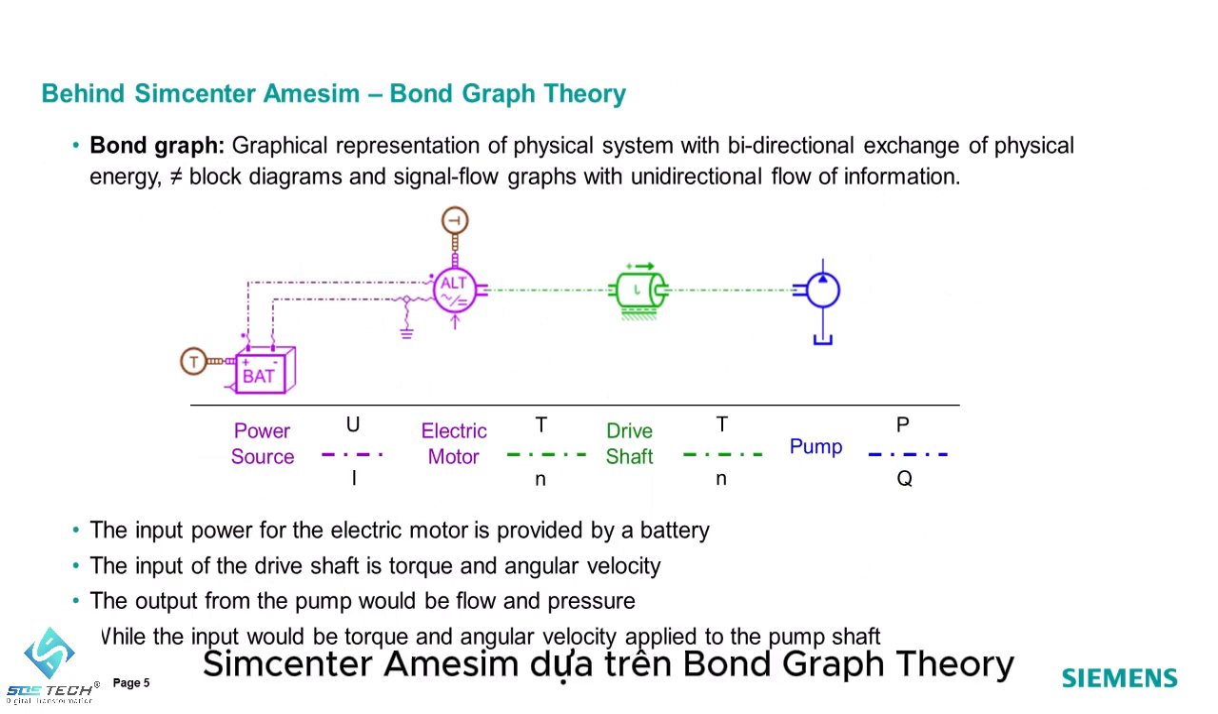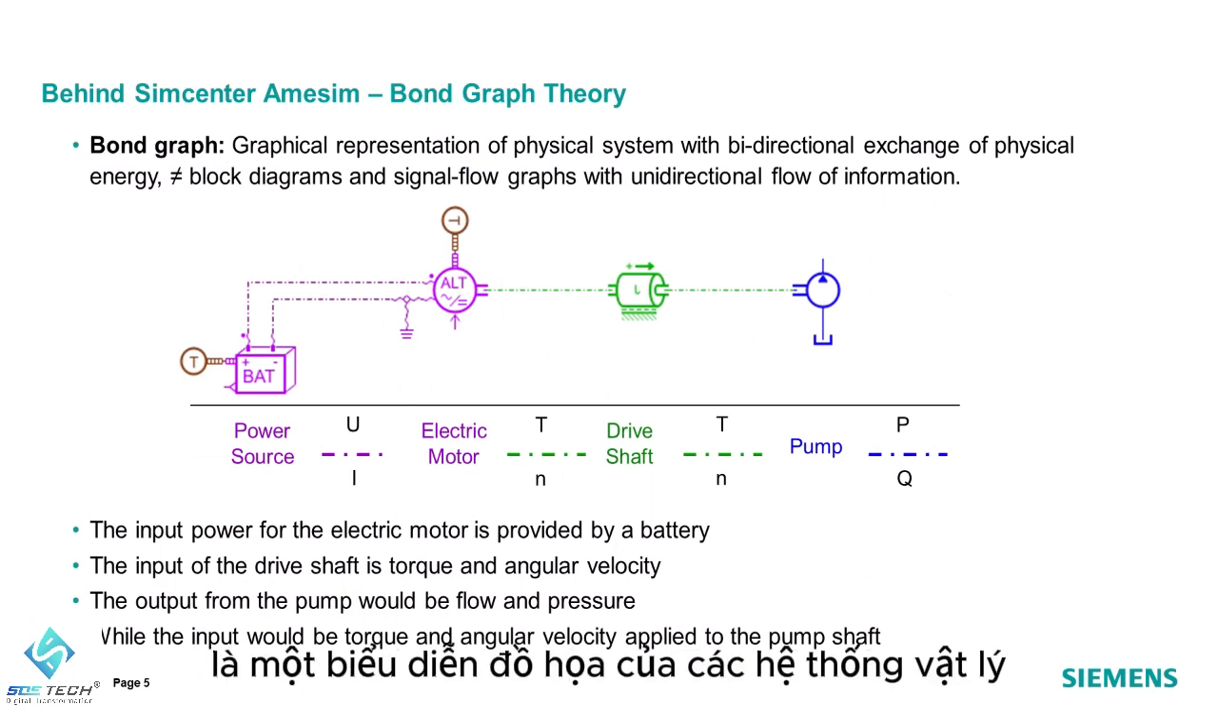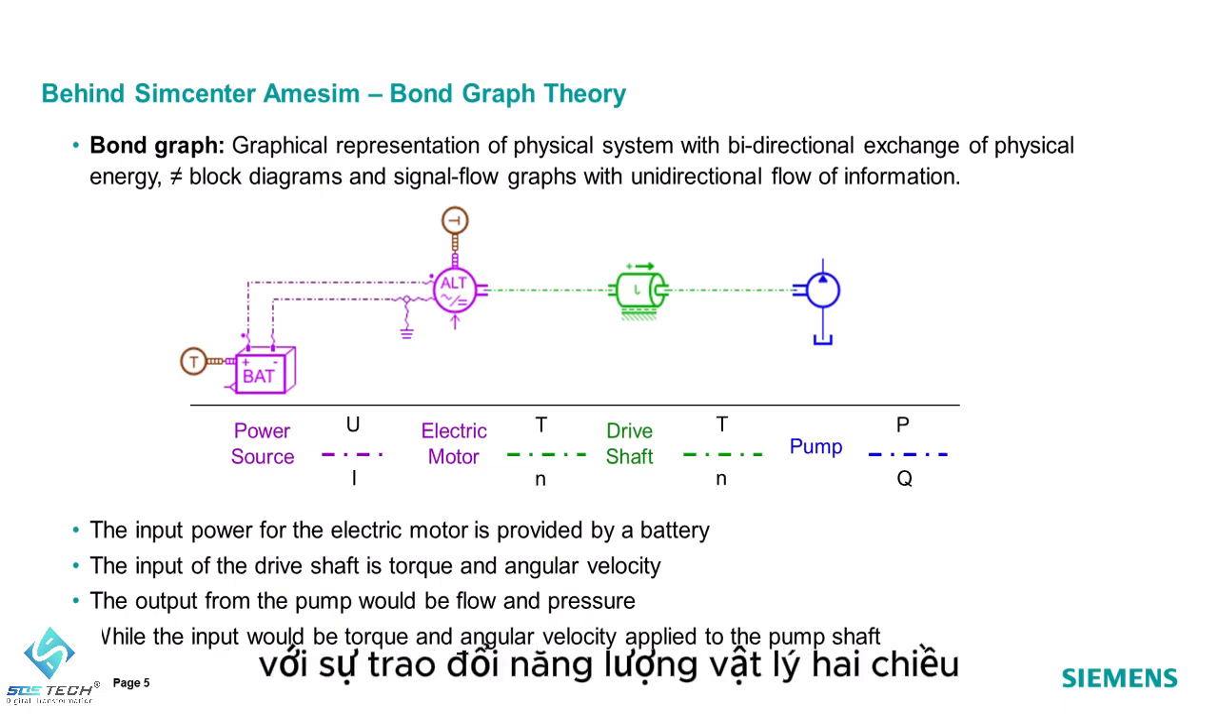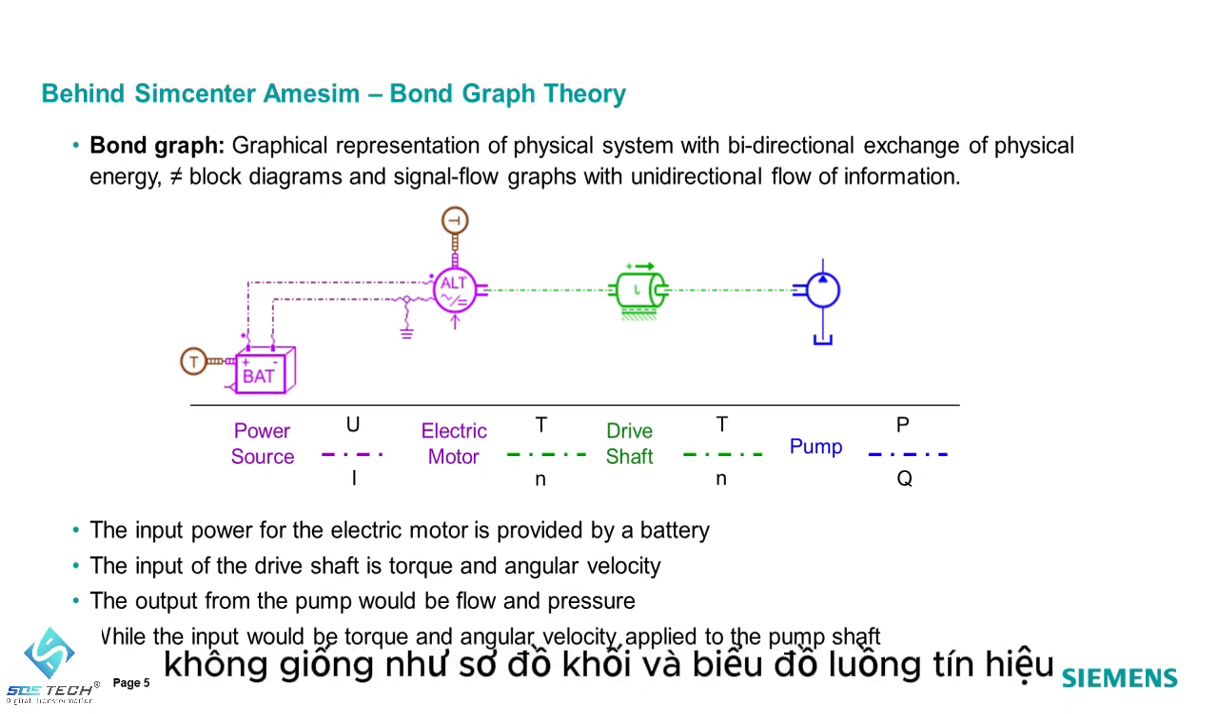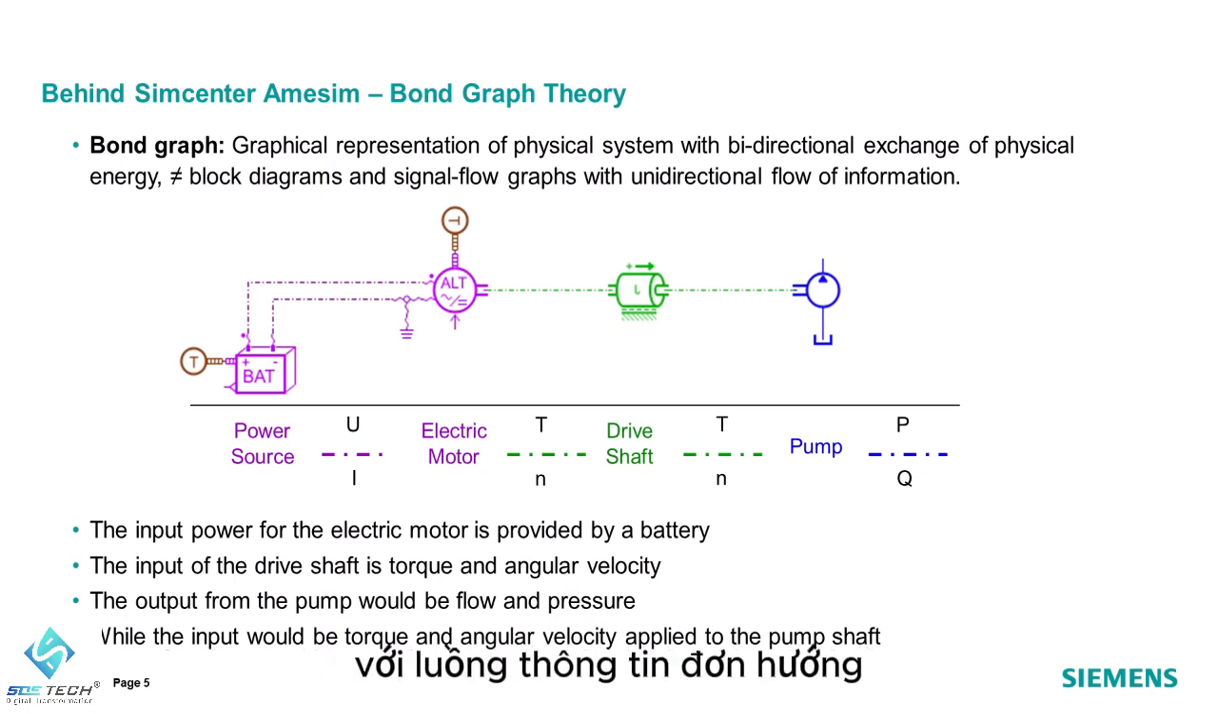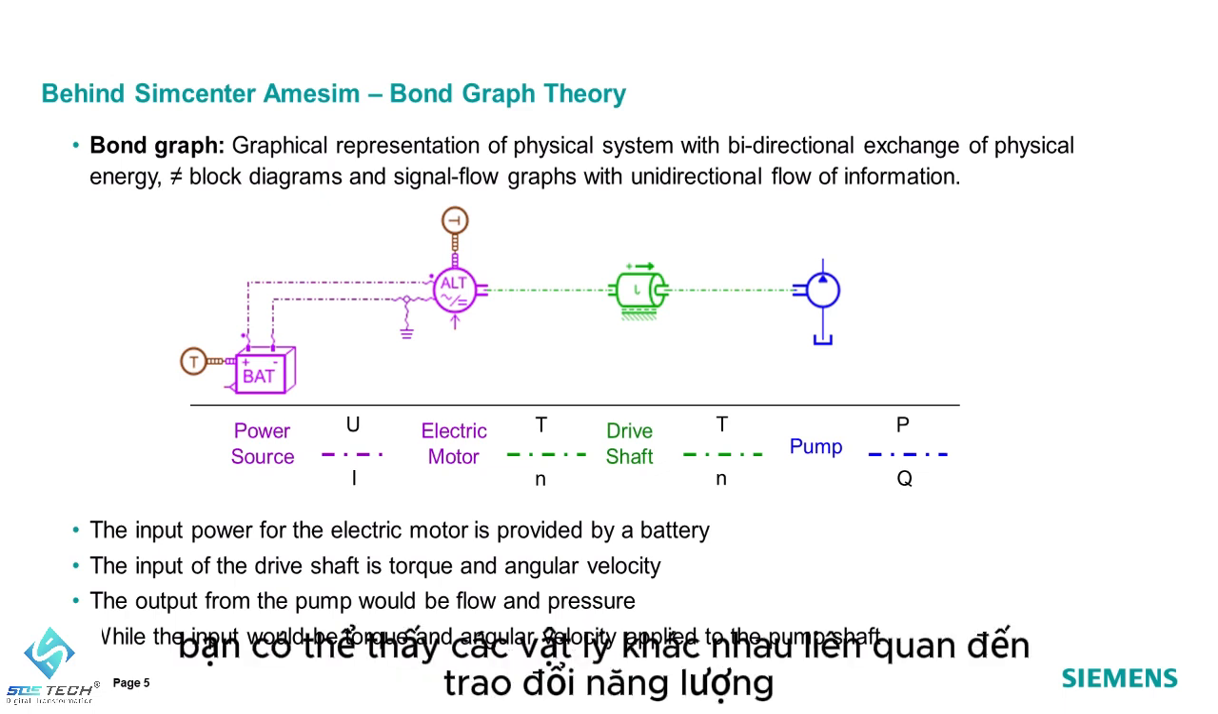Simcenter Amesim is based on the bond graph theory, which is a graphical representation of physical systems with bidirectional exchange of physical energy, unlike block diagrams and signal flow graphs with unidirectional flow of information. In the system below, you can see the different physics involved in the energy exchange.